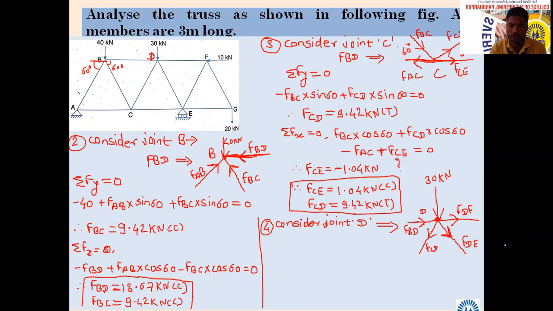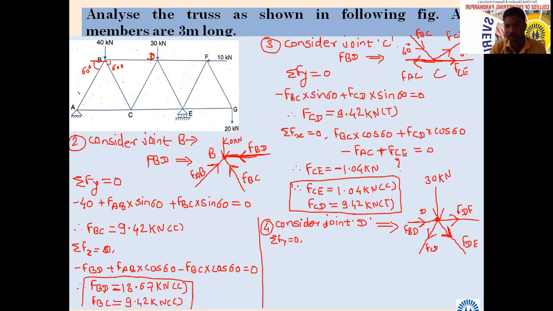FDF and FDE. Out of that one is horizontal. Which equation should we apply first, so that we will get the first unknown? Summation Fy equal to 0. Let us apply that equation. Now, no horizontal force will come here.